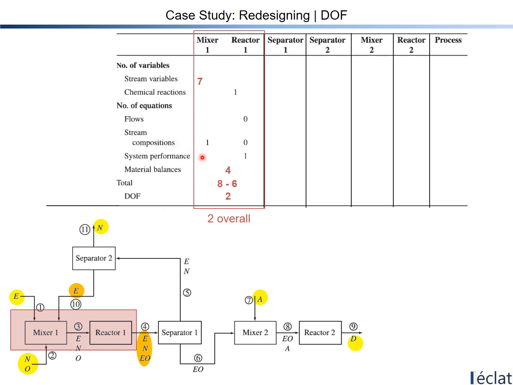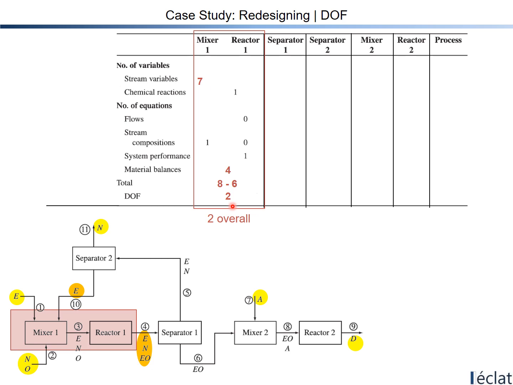Then the total number of stream variables. Total number of variables or unknowns is 8: 7 plus chemical reaction 1. So 8 is going to be there. And then the number of equations is 1, 2 plus 4, 6. So the degree of freedom of the system including mixer 1 and reactor 1 is 2.